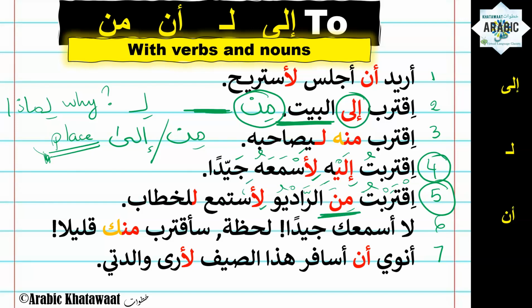Why? لأستمع, to listen, للخطاب, to the speech. I got closer, it's the past. I got closer to the radio to listen to the speech. As you can see in these two sentences, the fourth one and the fifth one, I have two different verbs that look quite similar, but they have two different meanings. I have سمع, and I have استمع.